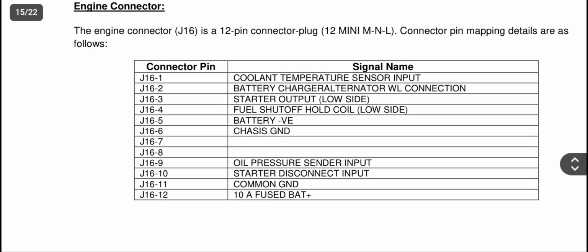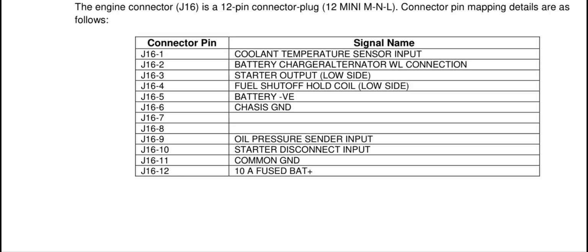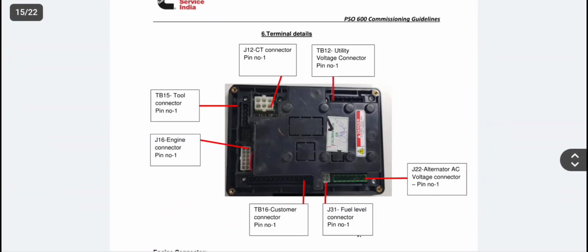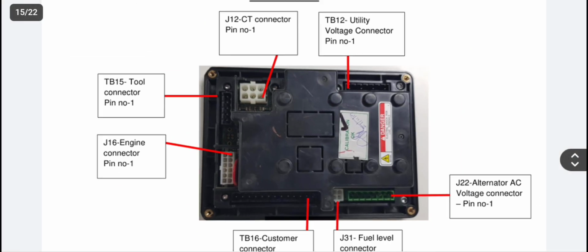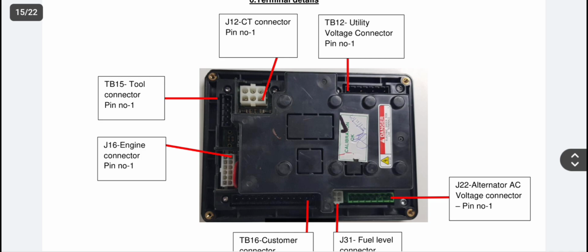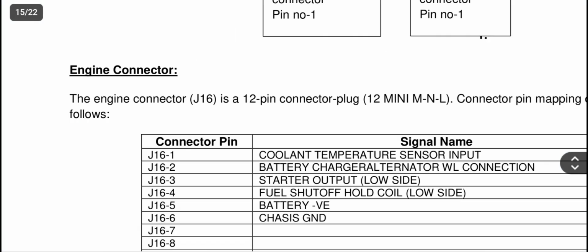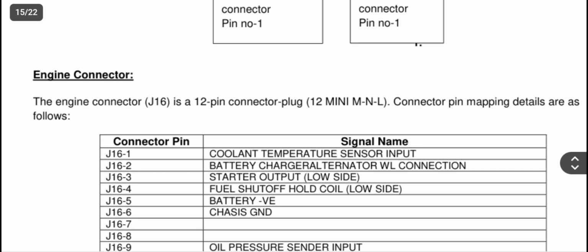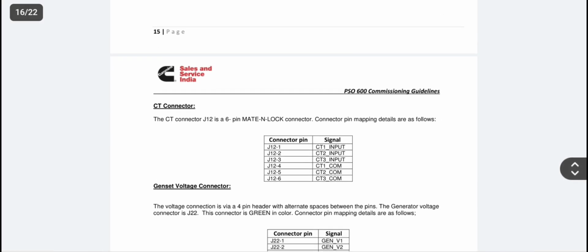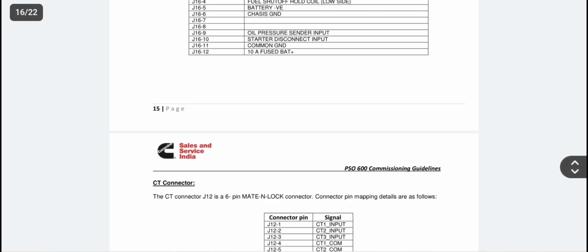Also, as you can see, J16 pin number 9 is oil pressure sender input, starter disconnect input, and also the common and ground. The last one, J16 pin 12, is 10 ampere fuse battery plus. This is how we explained the J16 connector, which has 12 pins. Here you can see the detail of J16.